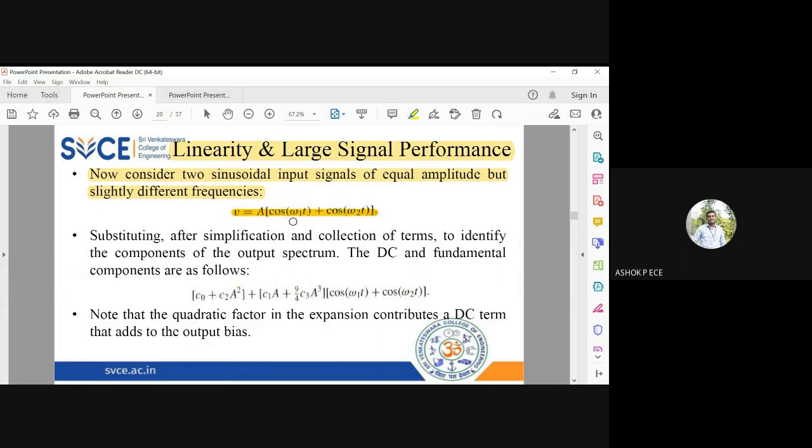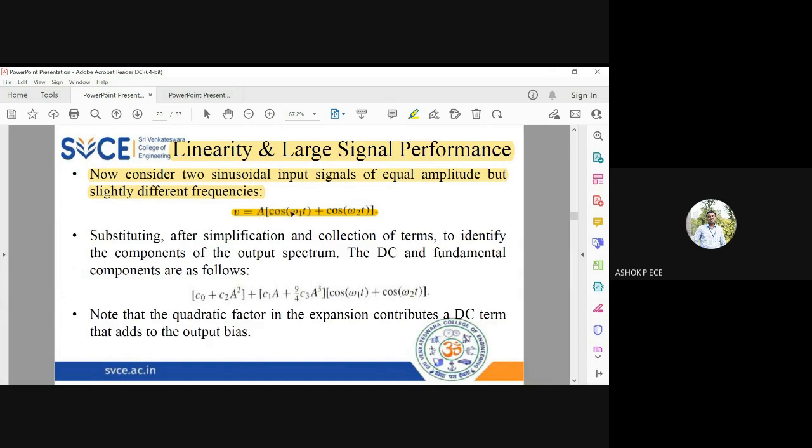So A into cos omega 1 t plus cos omega 2 t. And for all our analysis, we consider sinusoidal or cosine signals because you know the signal very well. From cos you can get sine, from sine you can get cos. All the trigonometric formulas are available. That's why instead of taking any unknown signal, wherever possible we work with sine and cos. So for measuring SFDR, we will always give a linear combination of a two-tone signal.